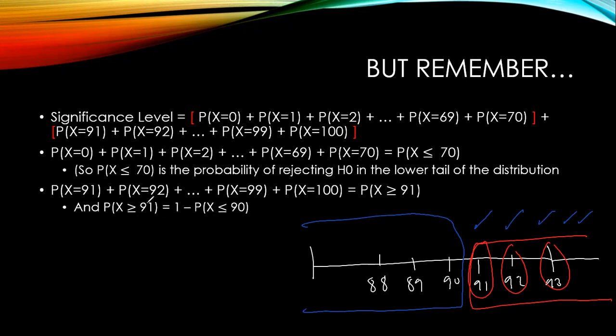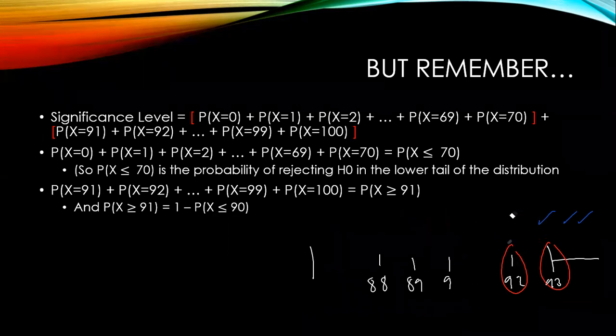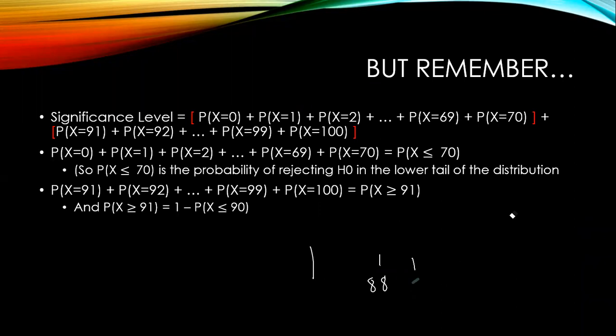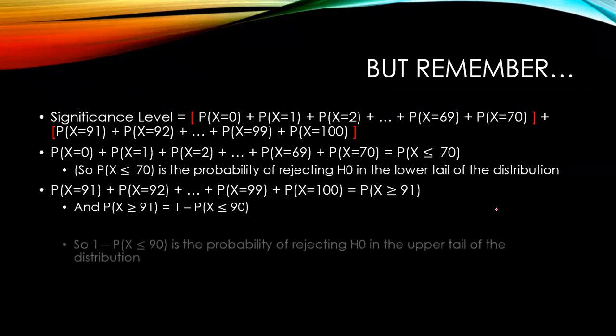So the probability that you get 91 or more successes is the same as 1 take away the probability that you get less than or equal to 90 successes, because probabilities add up to 1. Hopefully that made sense. If you've done the binomial distribution, I'm sure that will make sense. Just a little reminder. Okay, let's go back to the presentation.